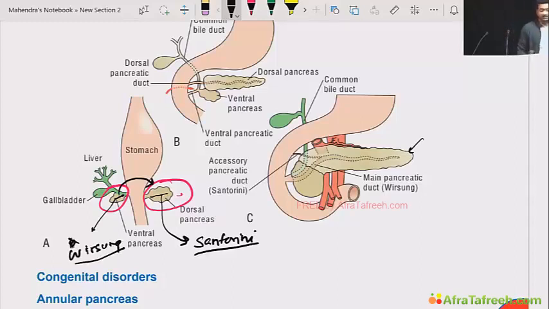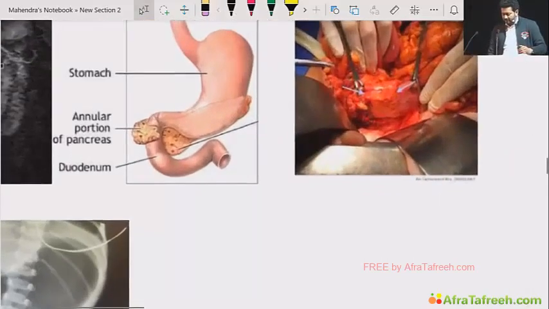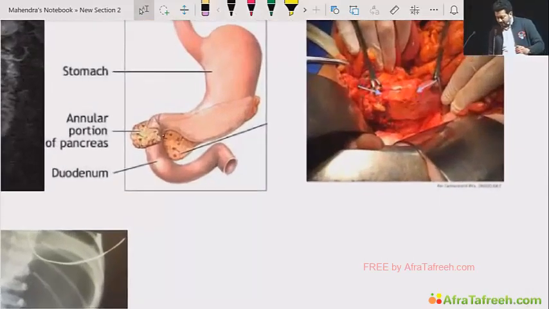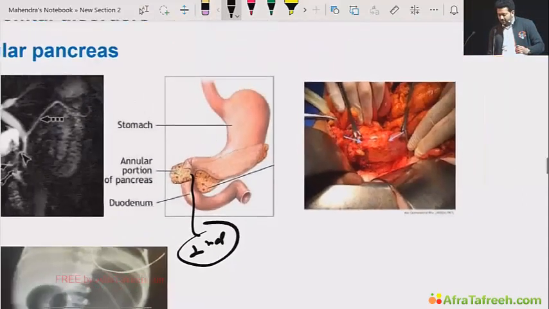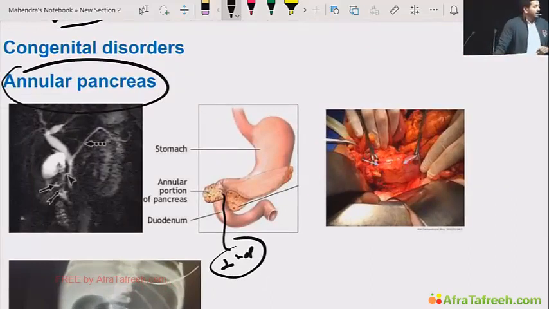Suppose there is some abnormal rotation of this ventral pancreatic bud. At that time, an ectopic part of the pancreas can be left in the second part of the duodenum. Ectopic tissue around the second part of the duodenum, that is annular pancreas.